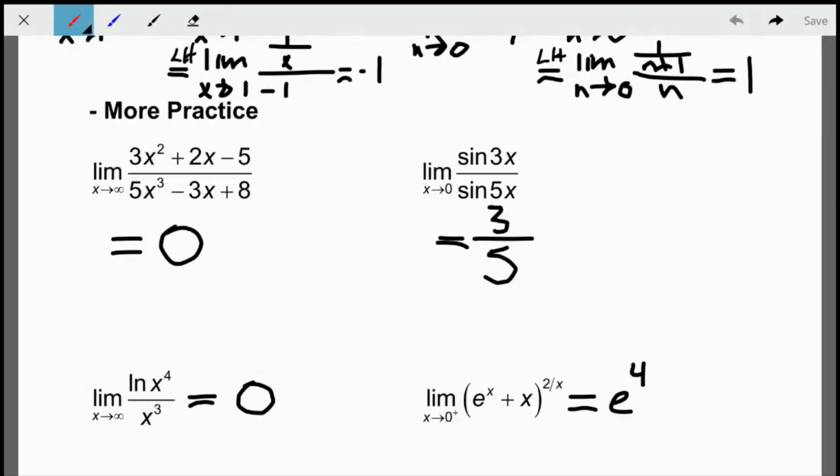Now, the nice thing is, let's say you didn't recognize that. Now you've got a fallback option. At the beginning here, you could call that infinity over infinity, and then you could go through and use L'Hopital's rule and solve that out.